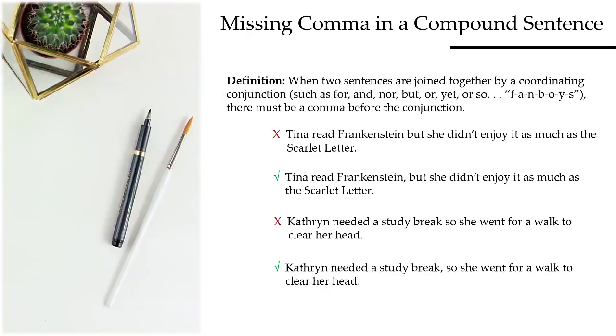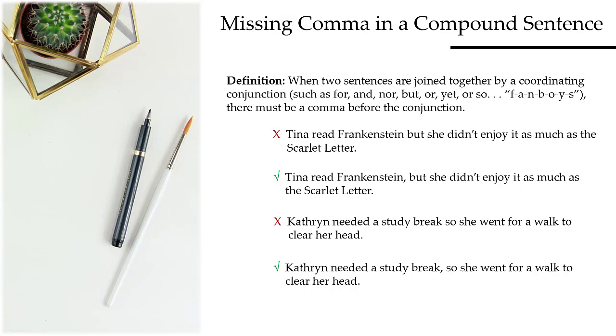This error, missing comma in a compound sentence, is where we don't have a comma, but we do need one. If you remember before, I talked about conjunctions. When two sentences are joined together by a coordinating conjunction, such as for, and, nor, but, or, yet, or so, which makes the acronym FANBOYS, there must be a comma before the conjunction. To join two complete thoughts, again, you need a comma and a conjunction. You can't use just a comma, and you can't use just a conjunction. So in this case, we have missing commas in these compound sentences.